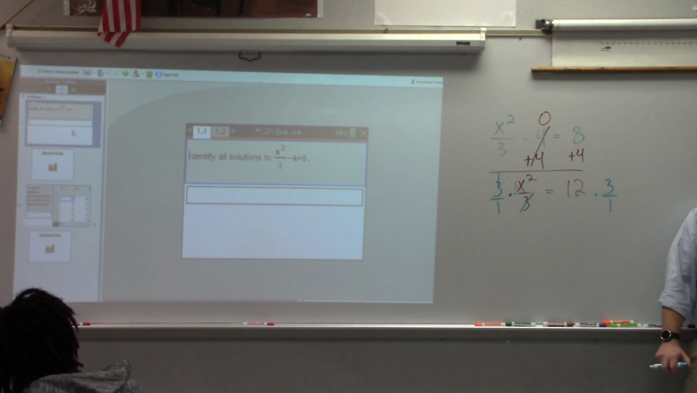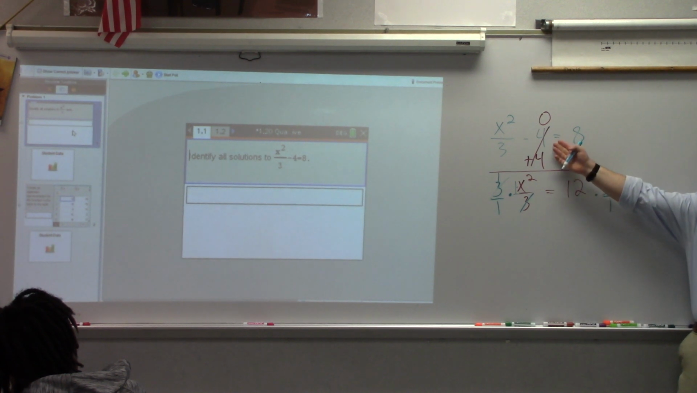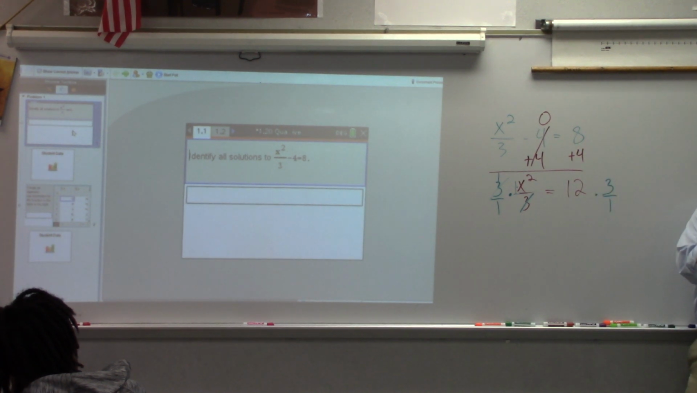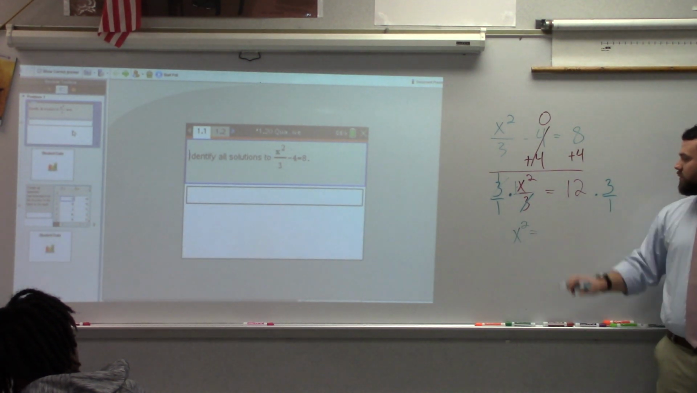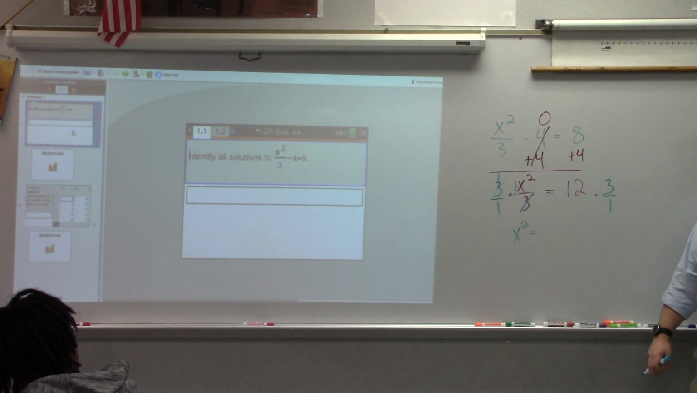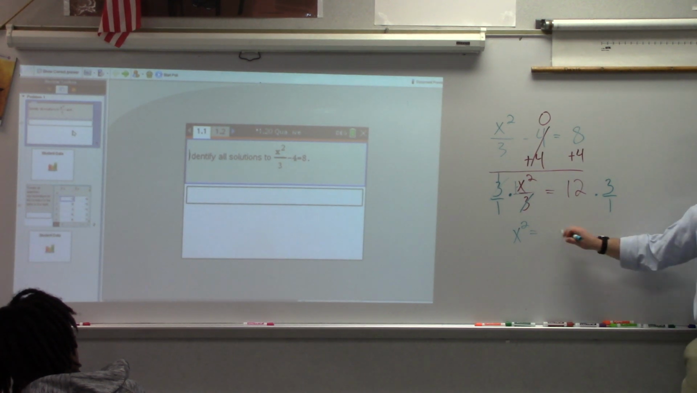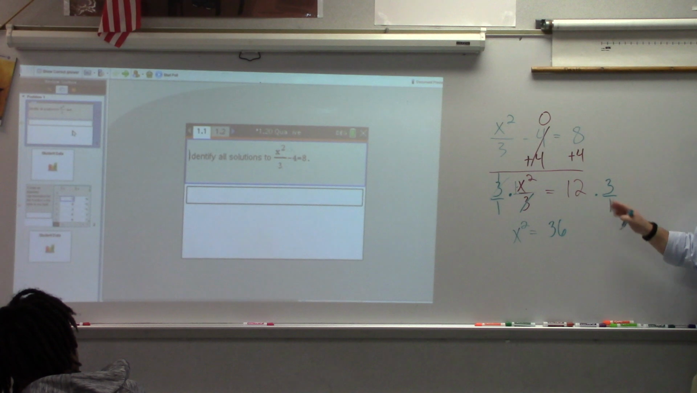We got to pay attention to this. This is also why I don't want you to just show the inverses. You need to think through the identities. Did I create a 0 and did I create a 1? If you haven't created those things, then you're not approaching it correctly. So x squared is equal to 36. Pay attention to what's there.